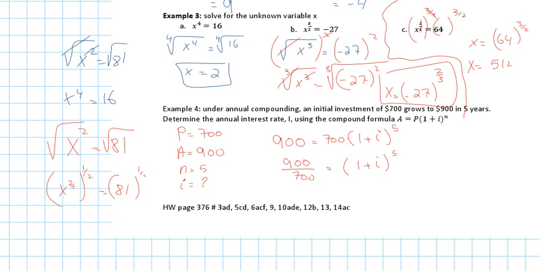Square root? Fifth root, sorry. Fifth root. Right? Because I'm getting rid of the power of 5, right? The opposite of power of 5 is the fifth root. Right? Because they cancel each other. So can you guys find me the fifth root of 900 over 700? Make sure that you put the 900 over 700 in brackets. Or find 900 over 700 first.